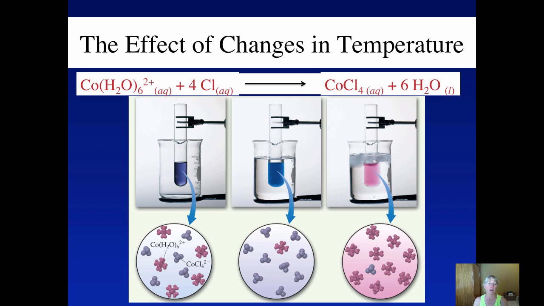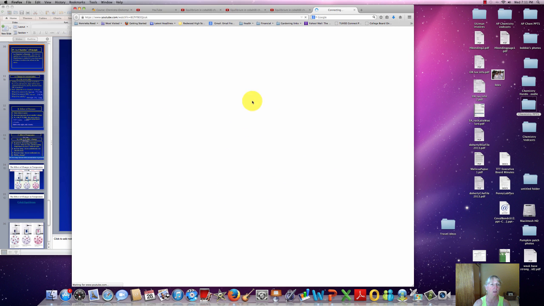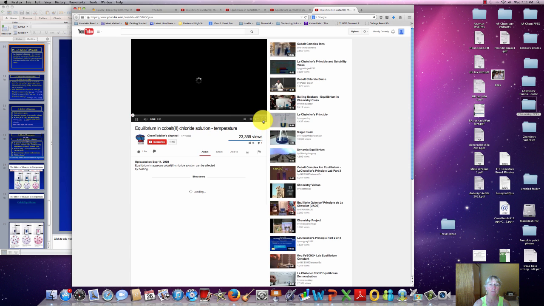The far, far left beaker looks kind of purple because, as you can see, they have it at an intermediate temperature between too hot and too cold, and so there's a fairly equal amount of cobalt ions of both forms. Let's take a break and watch a very short YouTube video, which I will attempt to narrate.